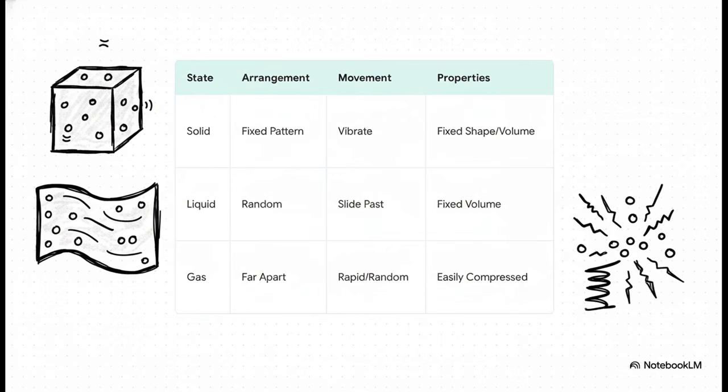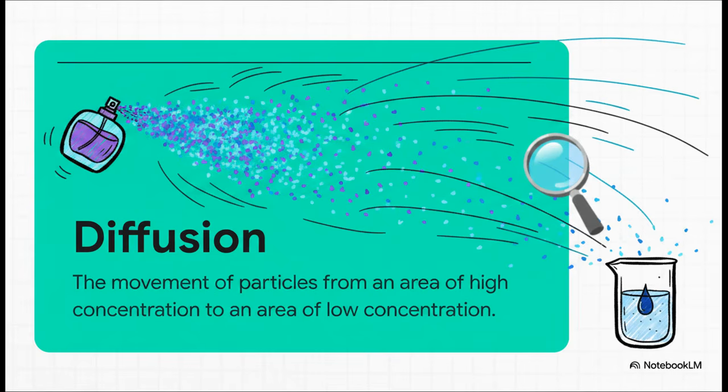And here's the key takeaway. That huge space between gas particles is exactly why you can easily compress a gas, but you just can't do that with a solid or a liquid. Right, and because those gas particles have so much space and energy, they don't stay put, they spread out. We call this process diffusion.